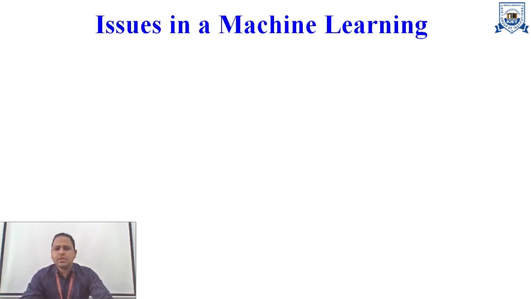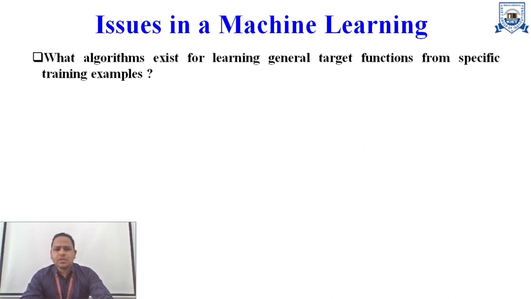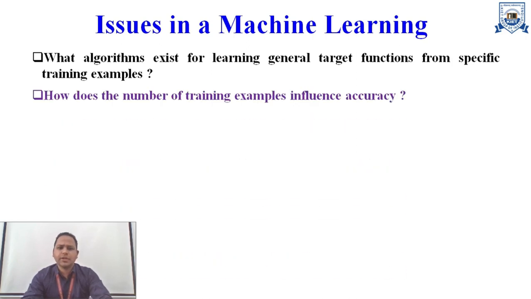Now coming back to the issues in machine learning, let's see. The first issue is what algorithms exist for learning general target functions from specific training examples. So what is this target function? This we will discuss in detail when we see how to design the learning system. There are many algorithms that exist for building the target function, meaning the generalized function that the machine learning algorithm will use for understanding the input. So which algorithm is best for the target function? That is the issue that we need to answer, given some specific training examples.